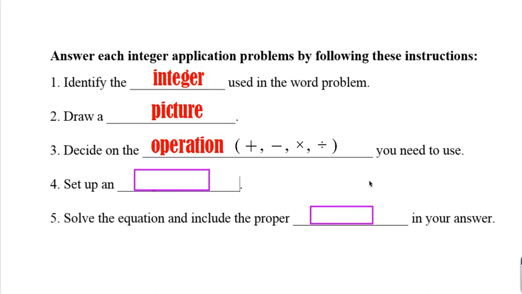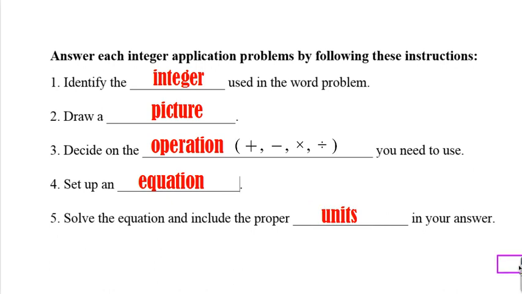Once you've done that, you need to set up an integer equation, and we solve the equation. Then when we write the answer, we need to include the proper units that are used in the problem. Okay, so this is a 5-step process, but it actually goes pretty quickly. All right, so we'll start reviewing some problems.